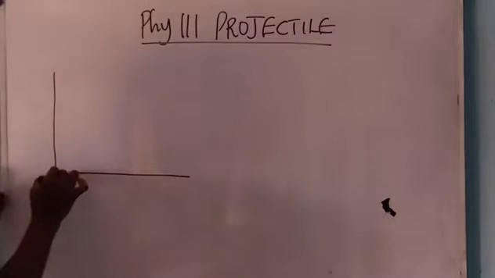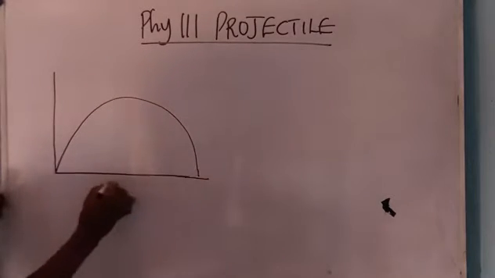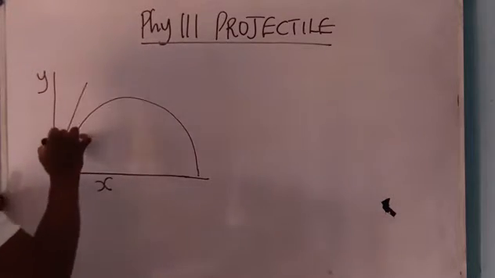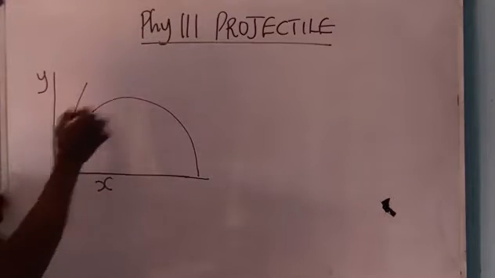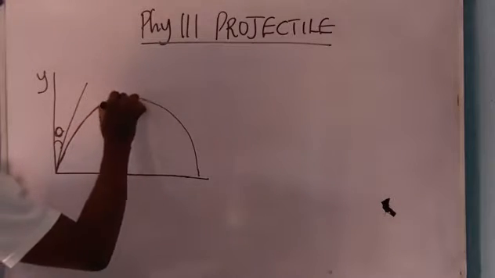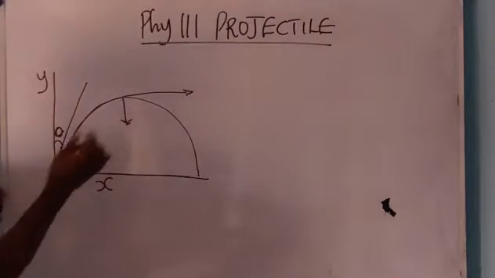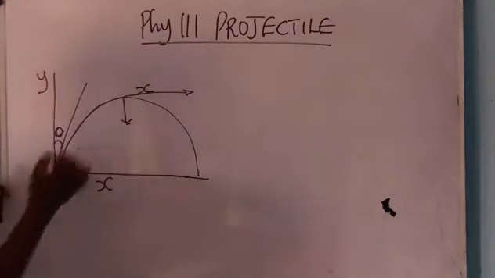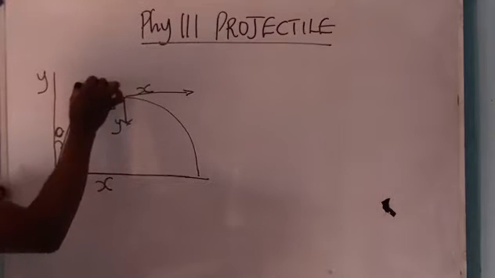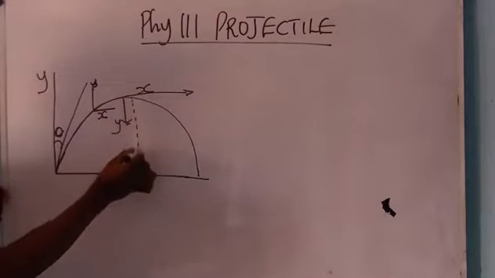If I have a graph like this, and this is parabolic. This is the x-axis, and this is the y-axis. An angle is formed there, so you call it theta. As it is proceeding, here is horizontal, which is the x-axis, and here is vertical. Now an angle is formed. I can just use a broken line here.